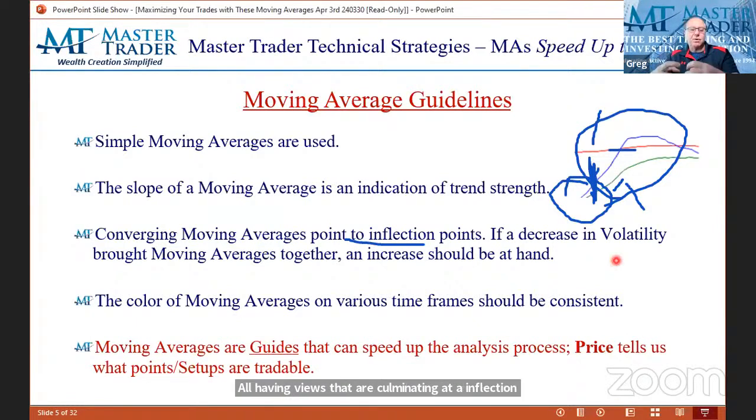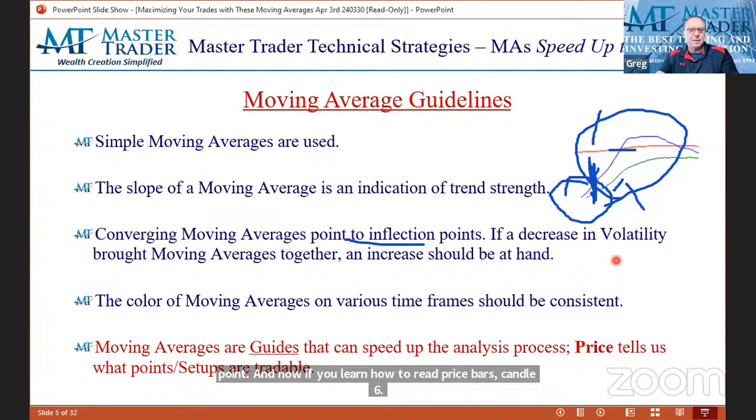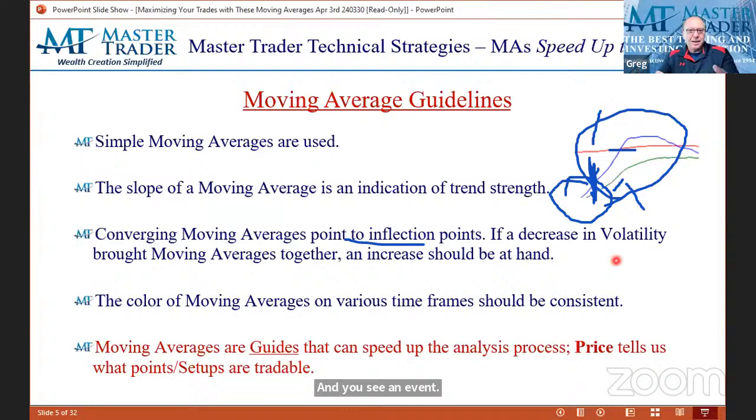And now, if you learn how to read price bars, candlesticks, and you see an event bar or something bar, as Dan calls it, at these converging points, it's an igniting situation. So now you've got all of these traders, institutions with similar beliefs that have wound the spring that are now exploding into a certain direction. Now, we'd have to add more concepts to that, but that's a powerful idea and concept.